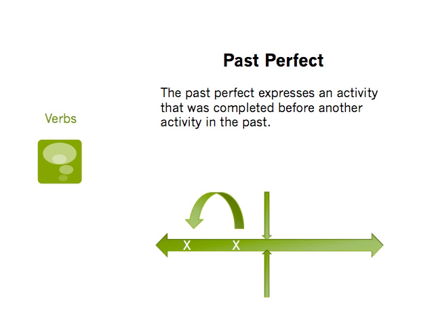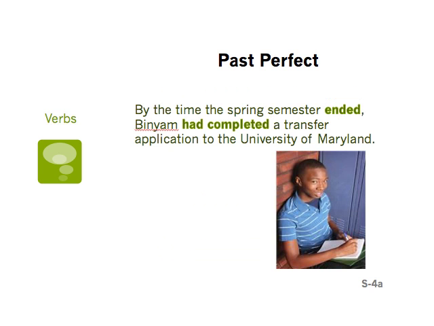We use the past perfect tense and the simple past tense in combination when two activities or events occurred in the past and one happened before the other. Note the two verbs in this example. By the time the semester ended, Binyam had completed a transfer application to the University of Maryland. In other words, Binyam had already finished filling out his transfer application by the time spring semester classes were done.